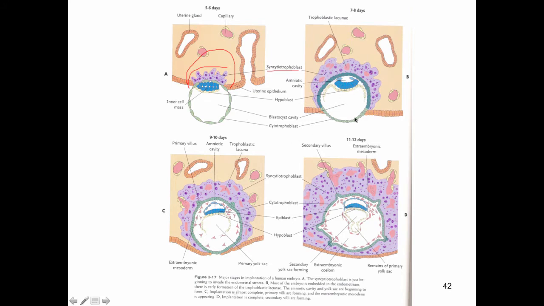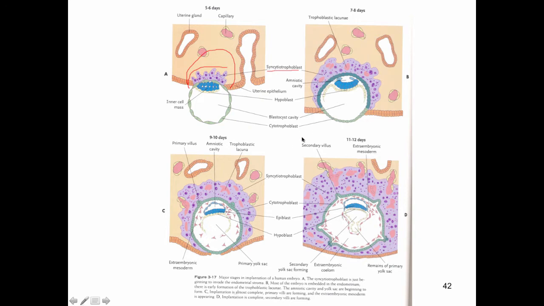Sometimes you can have slight bleeding that is caused by this burrowing into the endometrial lining, and that slight bleeding can sometimes be mistaken for a period, or can mistakenly make the woman think that she's in fact not pregnant.